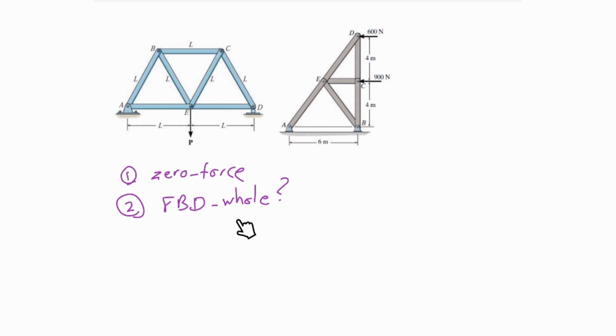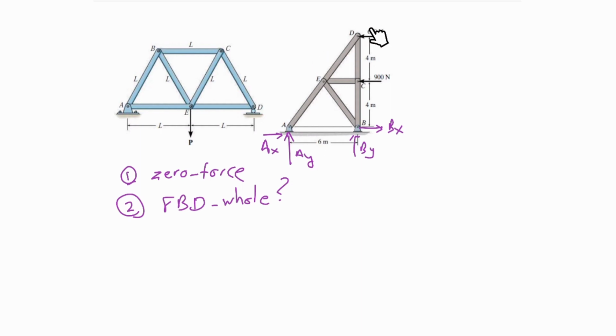Let's assume that you are asked to find the internal forces in all the links here and here. As you can see here, if we do the free body diagram of the whole system, what you get is like this. You would have Ay over here, Ax over here, By and Bx, and that means that you would have four unknowns over here.